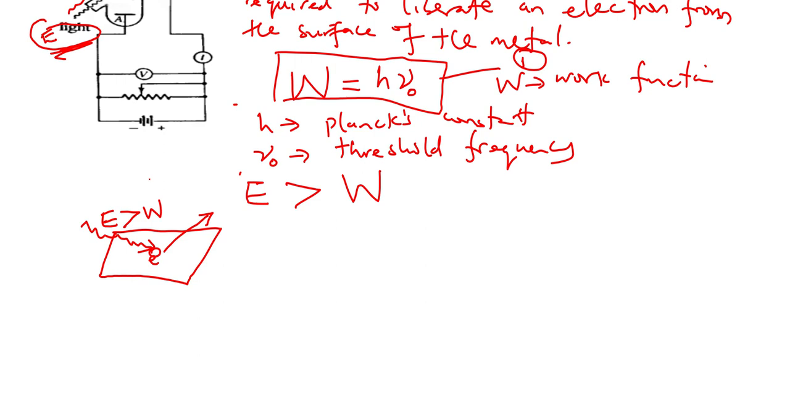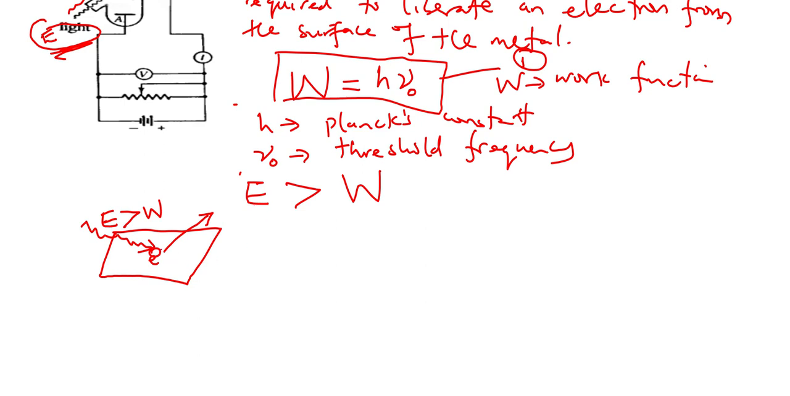That's what we call photoelectric, generating electrons from light. The electrons at the surface of the metal will absorb the energy of the incoming photon, the electromagnetic radiation. Then it will have enough energy. That enough energy is the work function, which is the minimum energy required to liberate the electron from the surface of the metal.